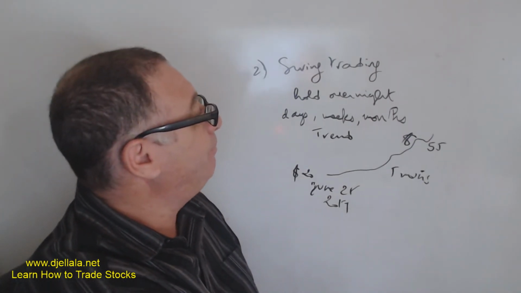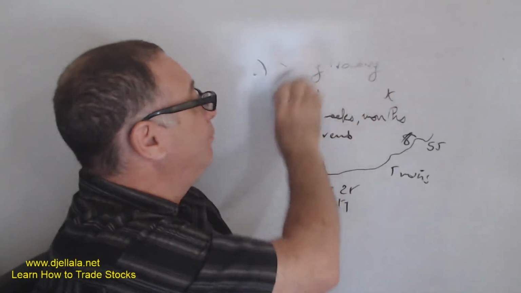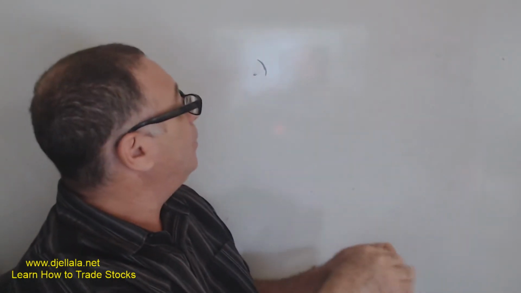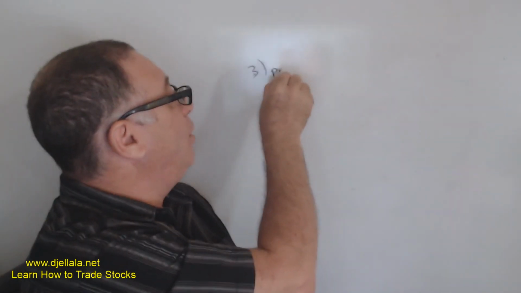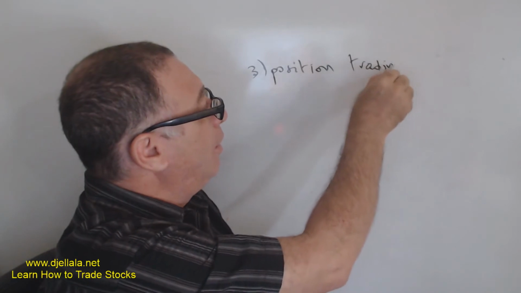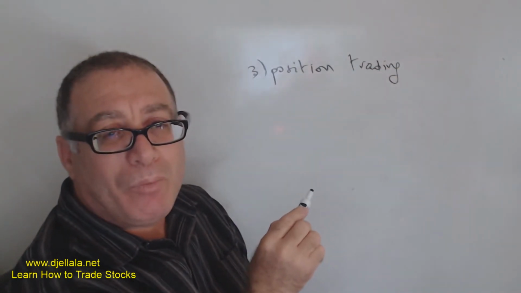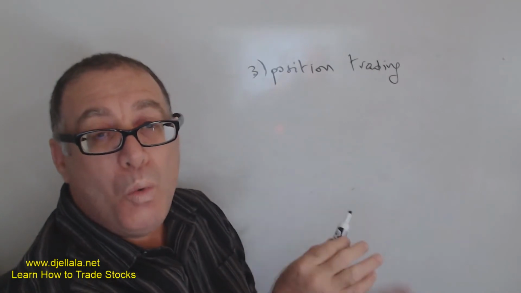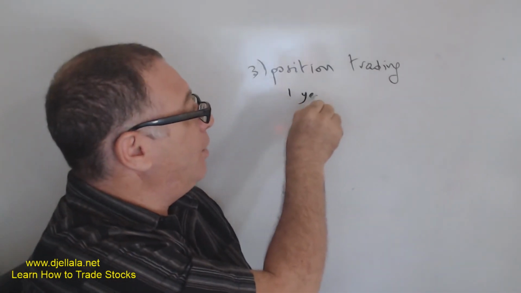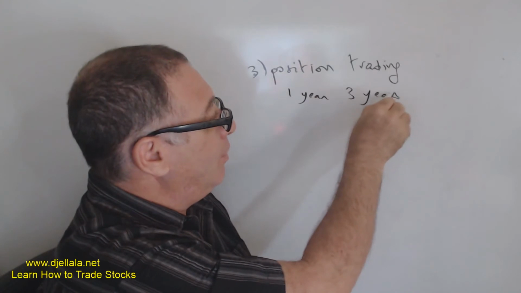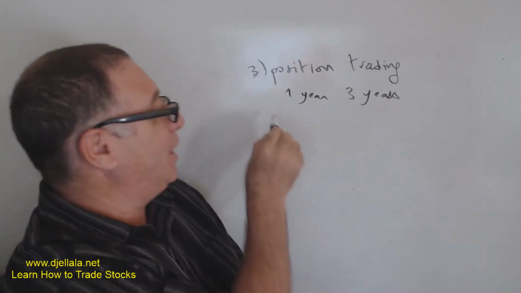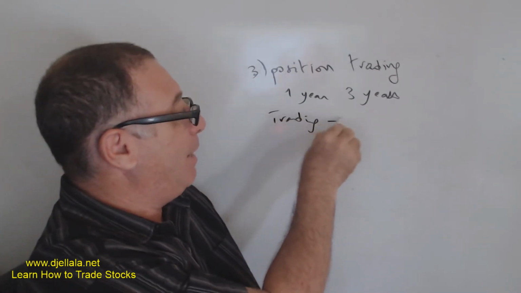Now, after that, number three, we have what we call position trading. Position trading is done by people who want to stay longer, from 1 year to 3 years. It's like a combination of trading plus investing.